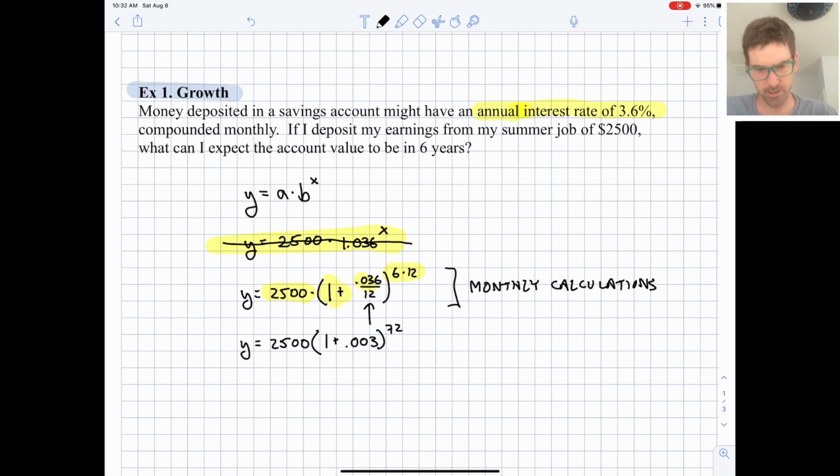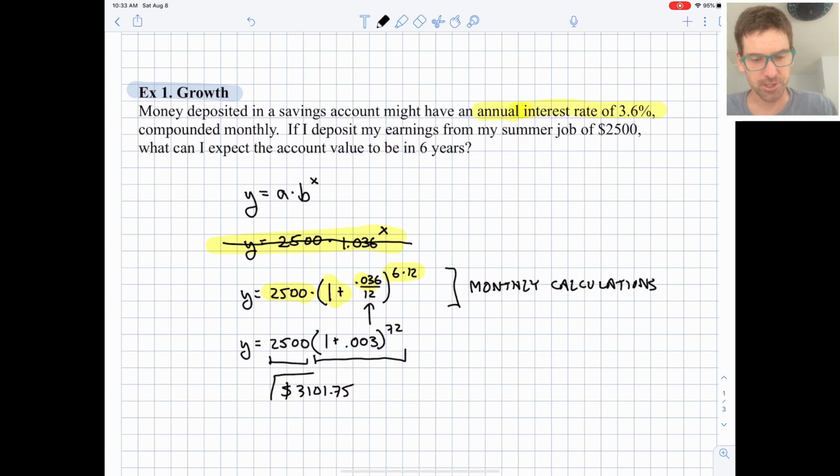Okay, so it looks like we can go ahead and do that. And again, unless you're familiar with your calculator, I encourage you to do that first, and then at the end multiply by the 2,500. And do you need to type in the plus? This just turns into 1.003, right? So 1.003 raised to the 72, and then times 2,500. So it looks like our final answer is going to be 3101.75.